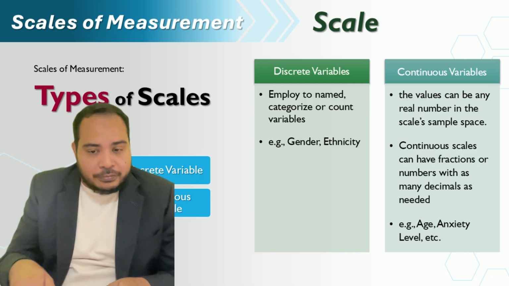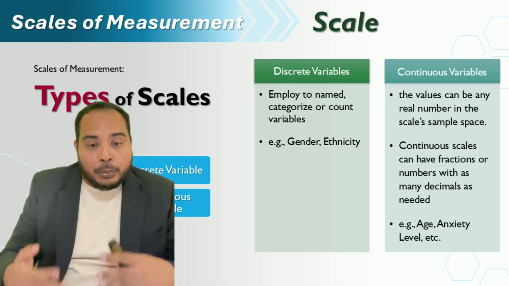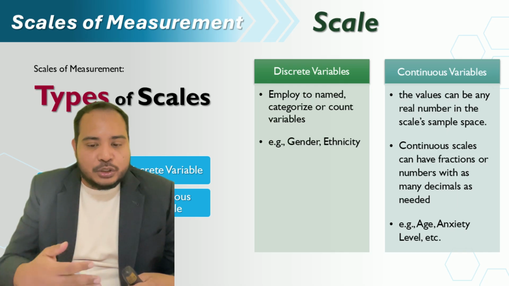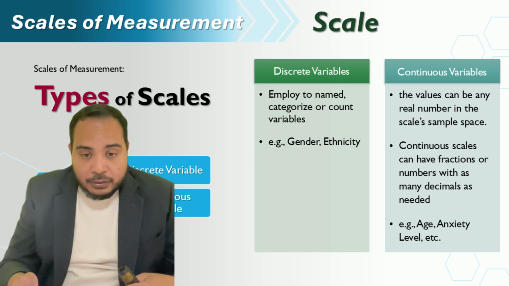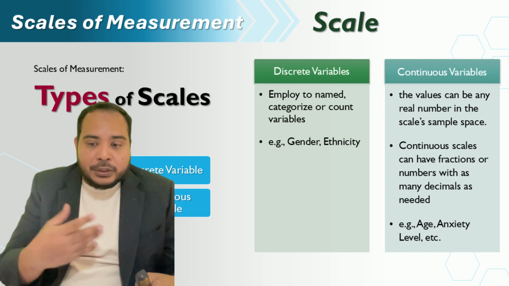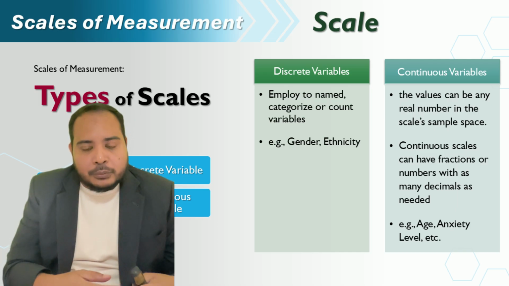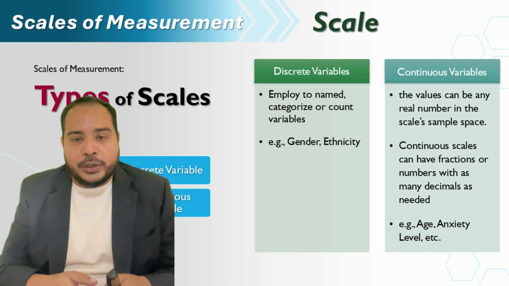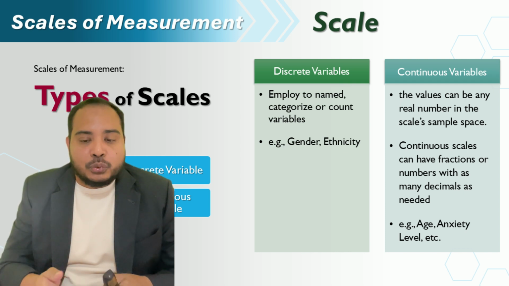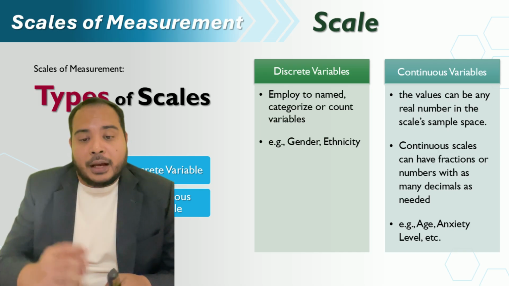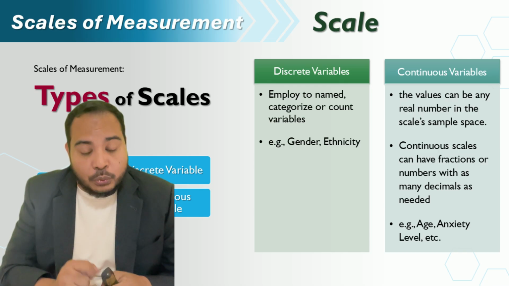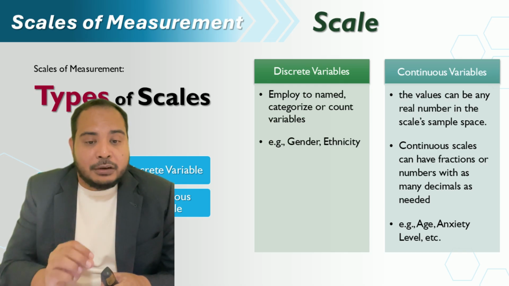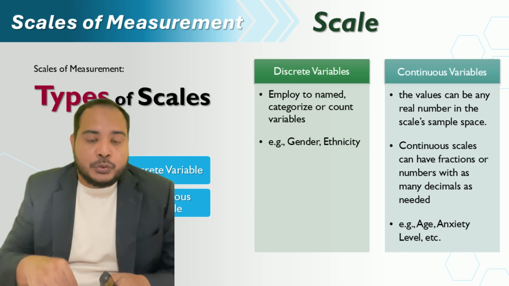Okay, so discrete variables are employed to name, to categorize, or basically just to count. The examples given here are gender, ethnicity, and level of studies. For gender, when we want to key in and process the information, we always assign 1 to male and 2 to female. So when we key into our system, 1 represents male and 2 represents female. The 1 here does not represent a numeric or quantitative value. It is just for the sake of naming. 1 refers to male, 2 refers to female.